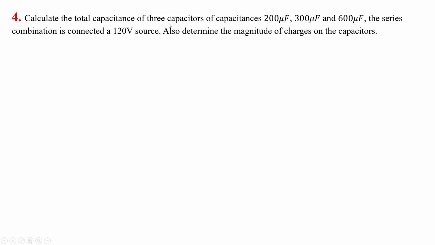Calculate the total capacitance of three capacitors of capacitance 200, 300 and 600 microfarad. The series combination is connected to a 120 volt source. So these are the three capacitors connected in series, and the voltage supply is 120. Also determine the magnitude of charges on the capacitors.